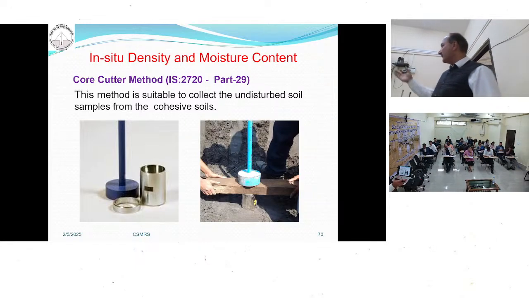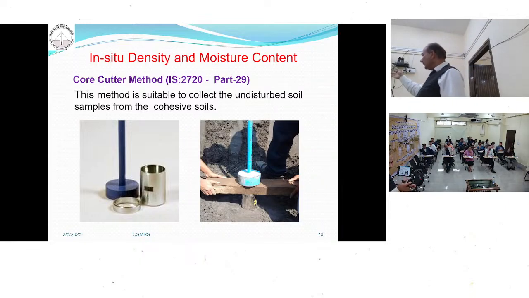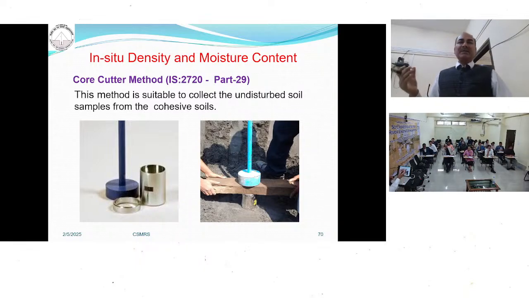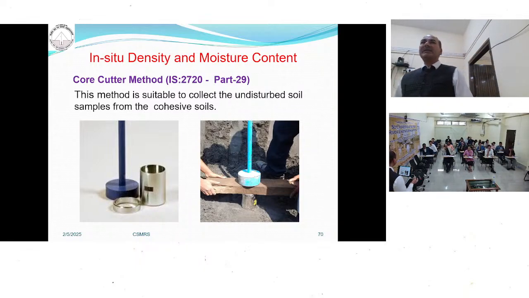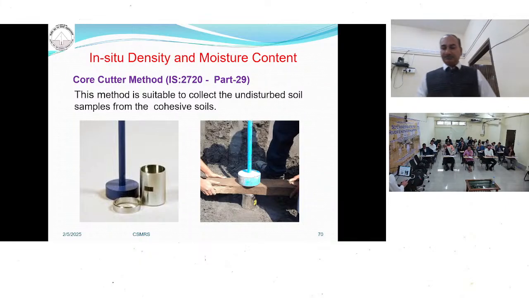So this is a core cutter, it is normal. Have everybody seen that? What we do is we drive the core cutter into the soil, into the ground. We measure how much the weight is coming and we determine the moisture content. Knowing the bulk density and the moisture content, we can determine the density of that material.